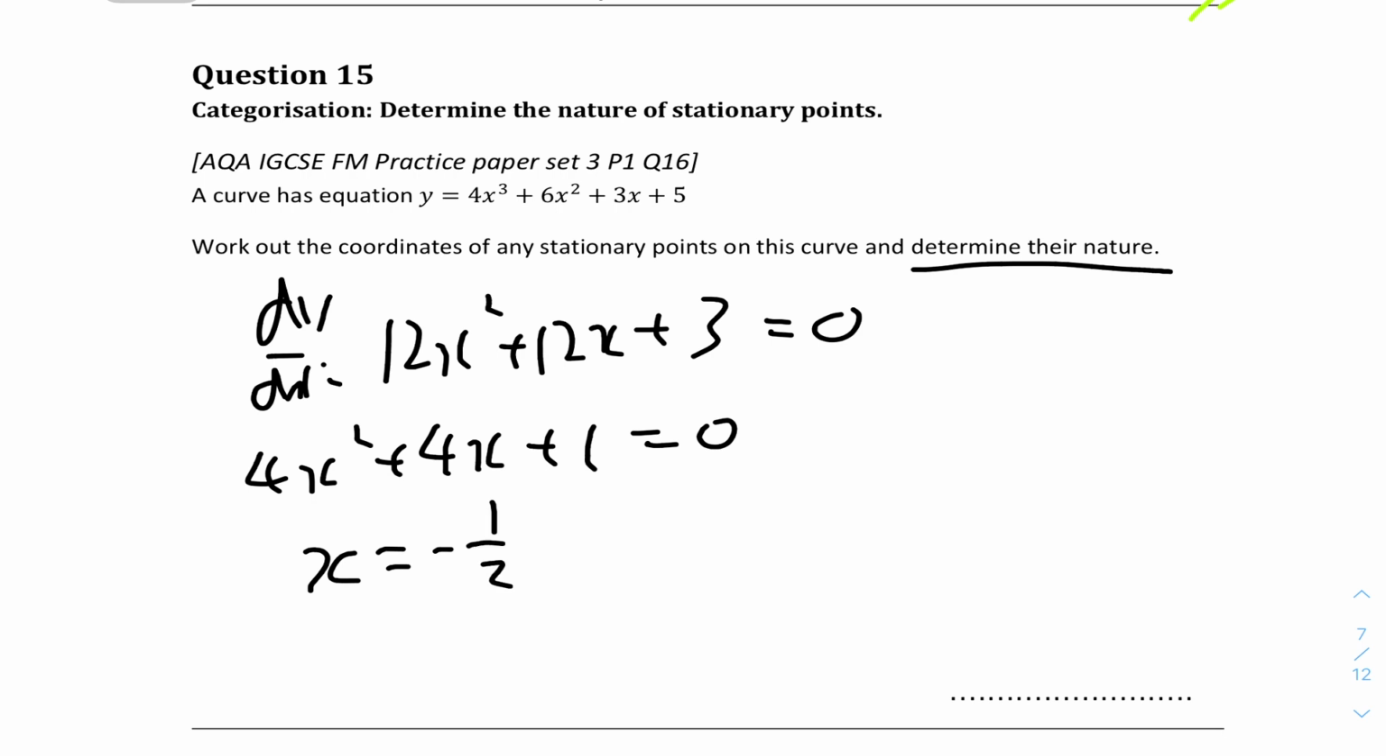Just one value, because it is a repeated root. So think of it this way. You have a repeated root in a gradient function. So just think of it first. The corresponding y value will be y equals 4.5. So the stationary point will be minus 1 over 2, or minus 0.5, and 4.5.